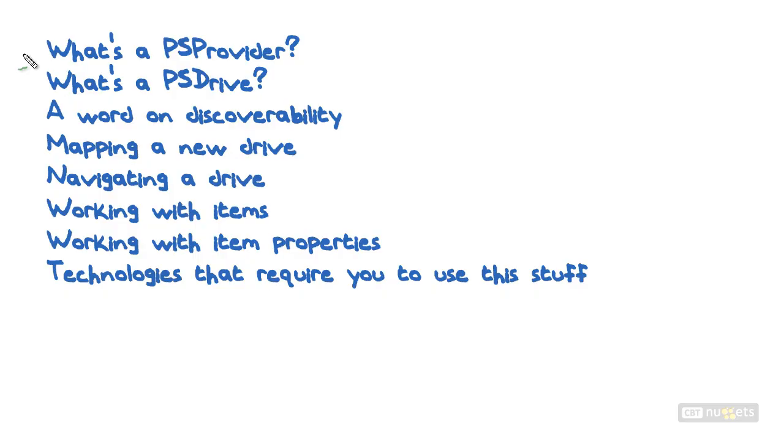So now you know what a PS provider and a PS drive is. You know that these are not the most discoverable things in there, but you do know that there are certain technologies that require you to use them. So there's a reason to know this stuff, even though, frankly, I don't think it's as well put together as the cmdlet side of things. But now you know how to map a new drive, you know how to navigate that drive, you know how to work with the items in that drive, and you know how to work with the properties of the items, the item properties in that drive. This is going to hopefully give you a good head start on this.